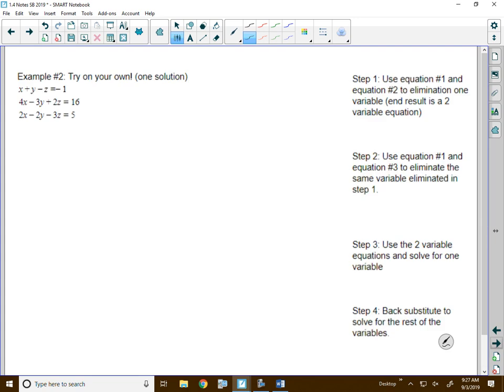All right, example 2 is a 1 solution problem. We're going to do this step by step, and I want you to do the steps. So go ahead and do step 1 first. I cut the steps there on the side to guide you. So go ahead and do step 1, where you do elimination with equation 1 and equation 2.